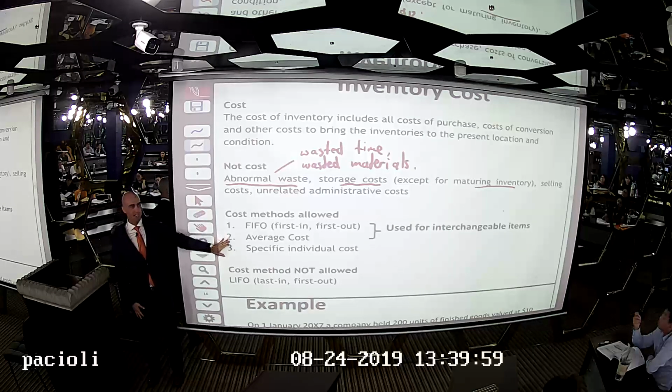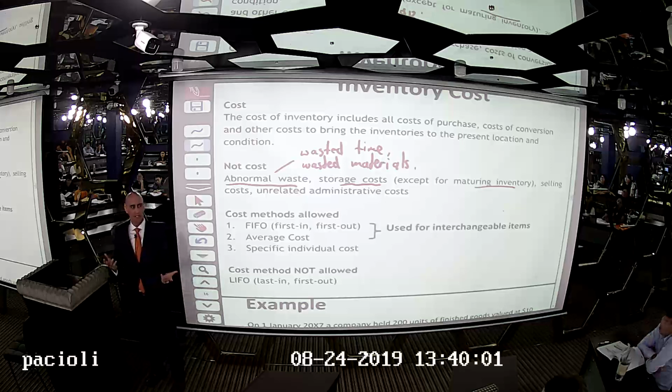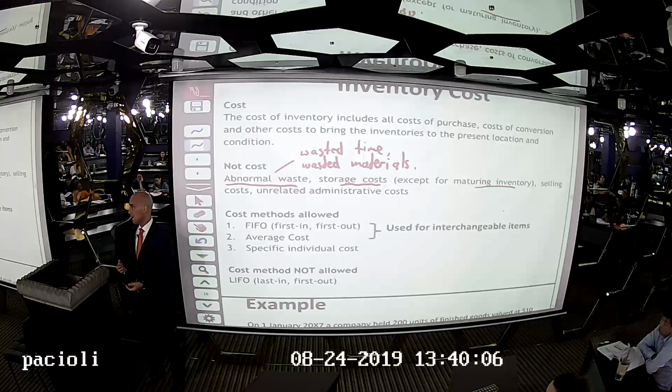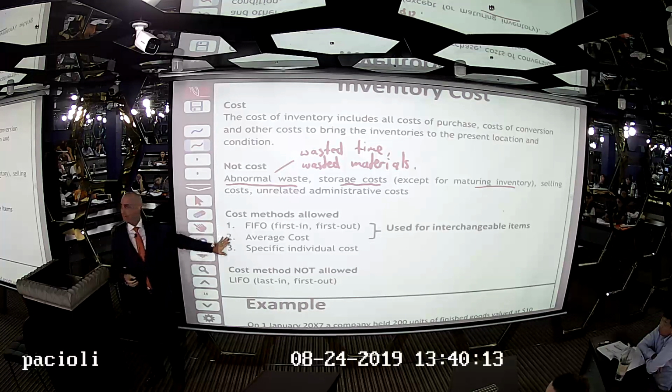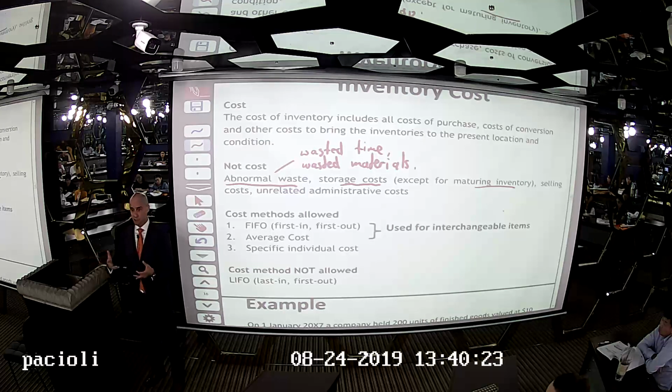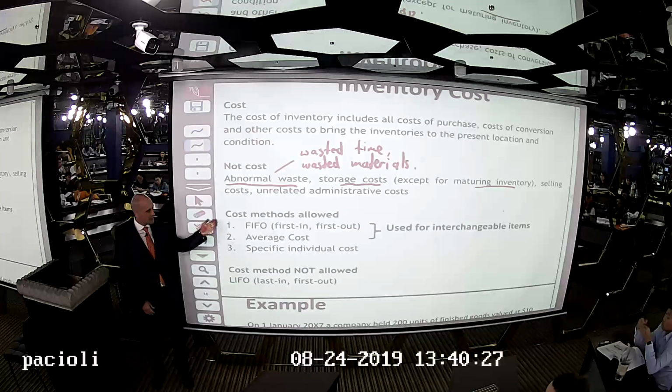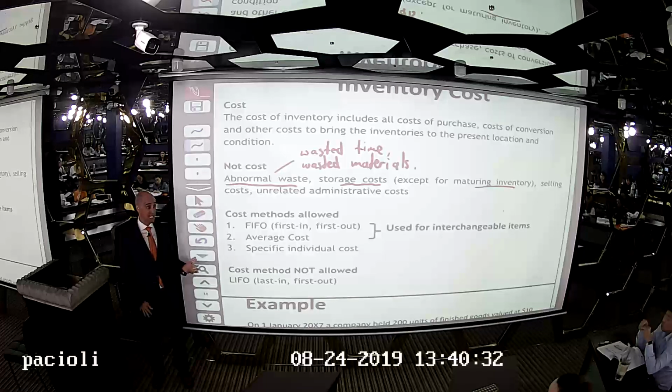For average cost, it might be appropriate for companies that sell oil or gas, where the inventory is all mixed together. That would be appropriate, but you can use either method. So you are free. Even if you're selling vegetables, you can use the average cost. You are free to choose which method you think is appropriate, FIFO or average cost.